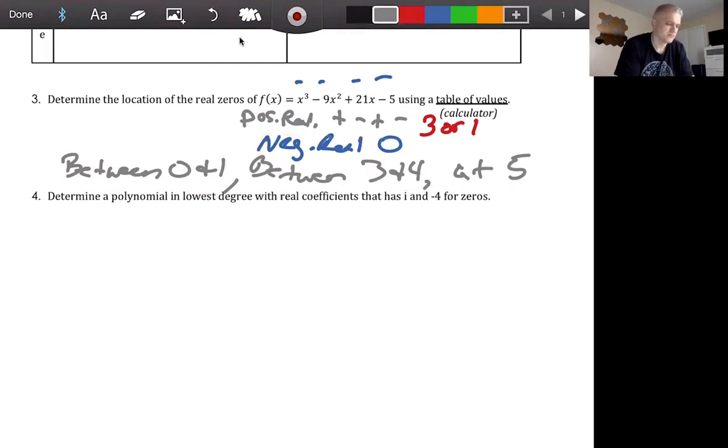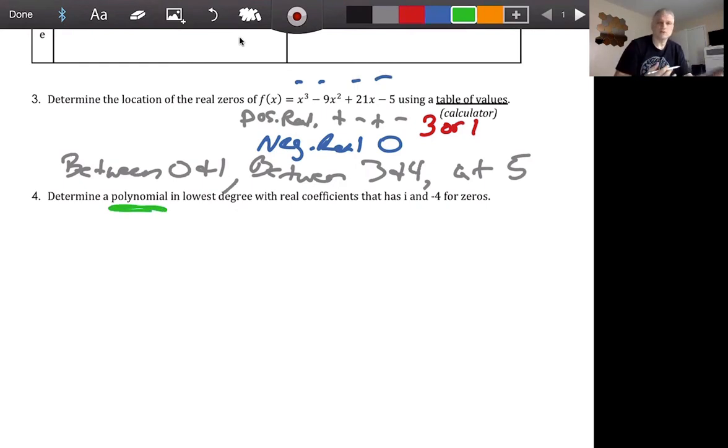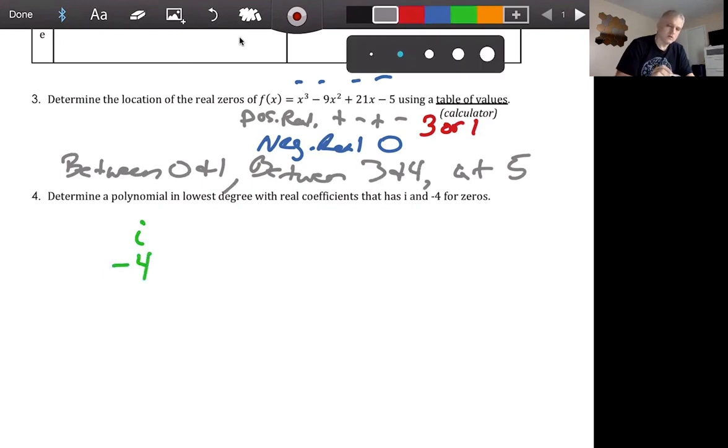Awesome. Okay, number 4, this is probably going to be the easiest of the group. Determine a polynomial, which means it's going to be in standard form, unless it says in factored form. This one doesn't, so standard form. With real coefficients, that has I and -4 for zeros. So if you have I and -4 for zeros, you know one more zero.